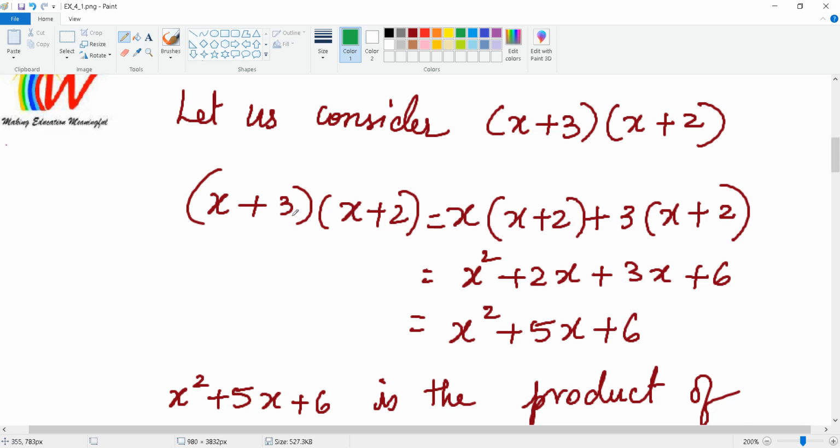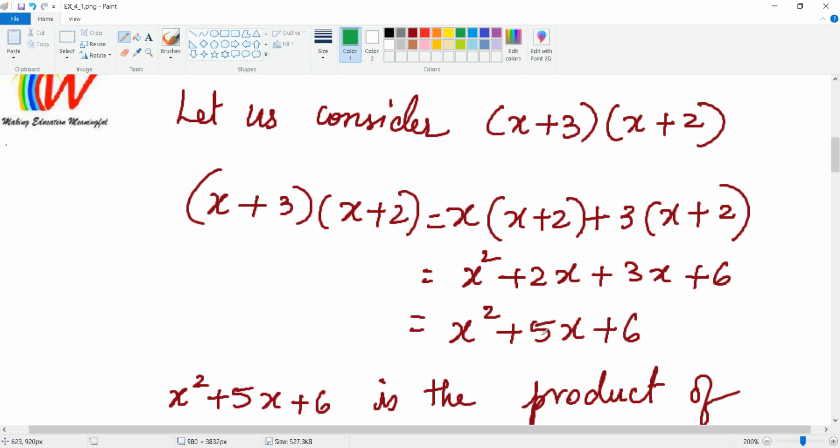You take the x and you write x plus 2 over here, then you multiply the plus 3 with the x plus 2. When you do this, you get x into x, x square, plus x into 2, 2x, plus 3 into x, 3x, plus 3 into 2, 6. x square is written as it is. 2x plus 3x are like terms, so you combine and write 5x, and then plus 6. This is the answer.